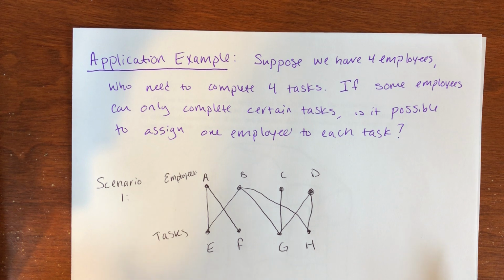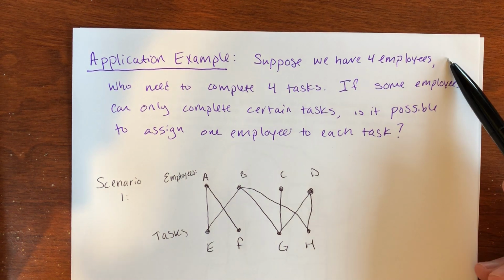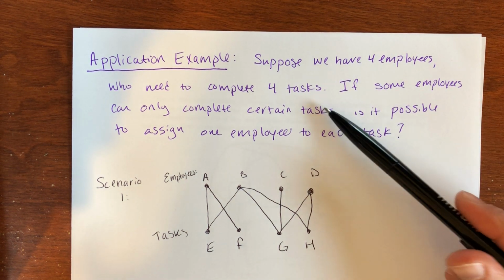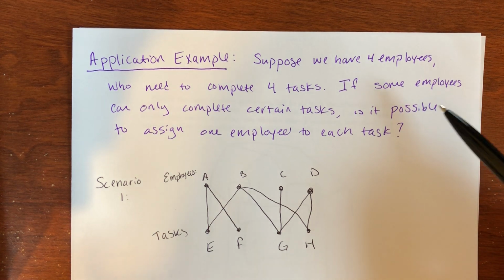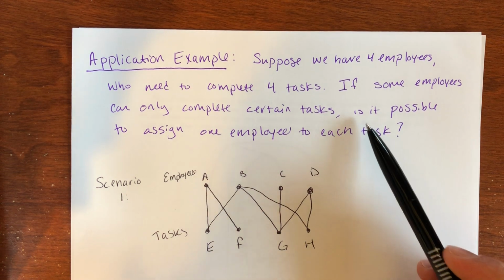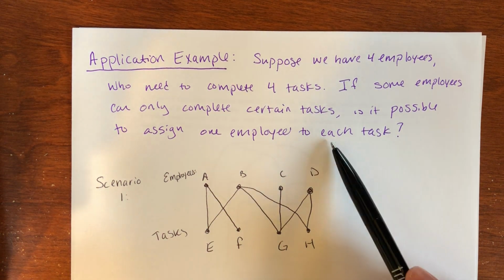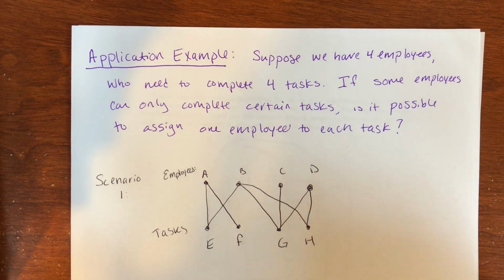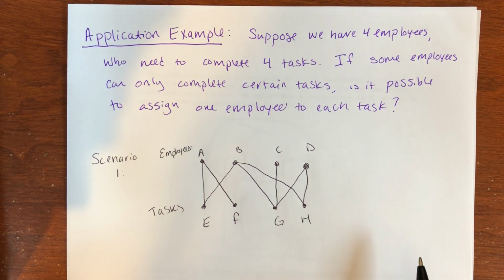Okay, so this is called a matching problem. Suppose that we have 4 employees and they need to complete 4 tasks. And we know that some of the employees can only complete certain tasks, not all possible tasks. So one question you might want to ask is, is it possible to assign one employee to each task? So I've drawn a graph to model this situation.